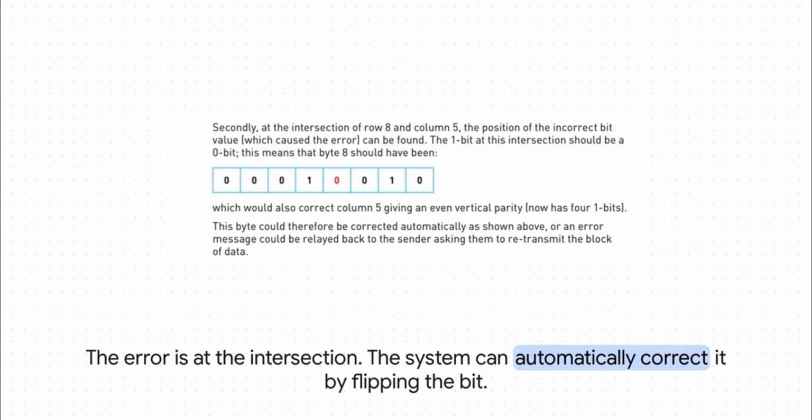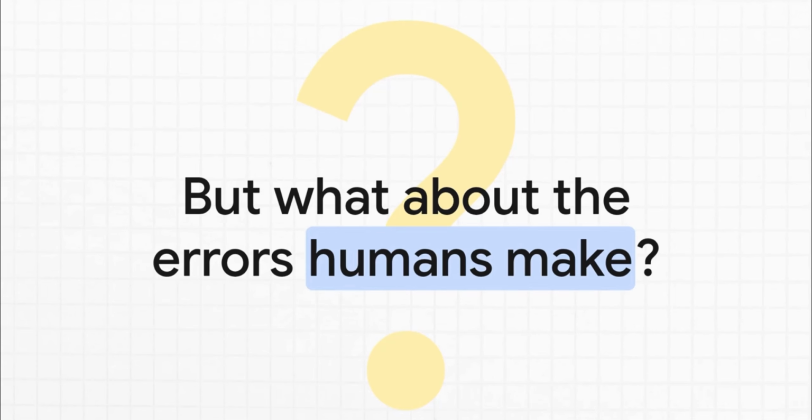And this is the aha moment. If we know the error is somewhere in row 8, and we also know it's in column 5, there's only one place it can possibly be, right where they cross. The system has pinpointed the exact bit that flipped, and now it can just automatically flip that 1 right back to a 0, correcting the data on the fly. How cool is that? So that's a fantastic way to handle errors that happen during transmission.